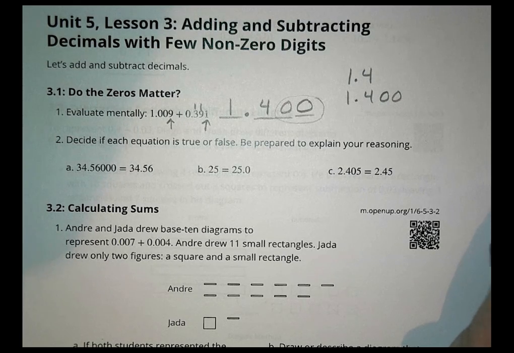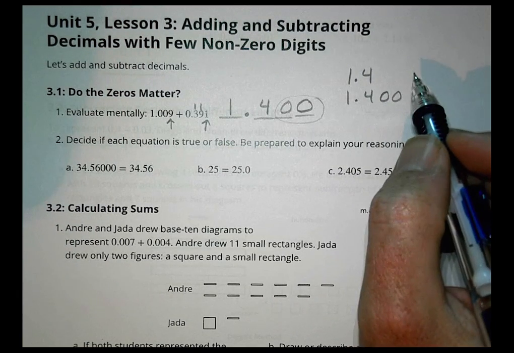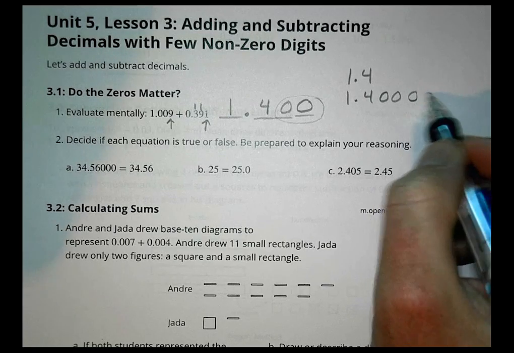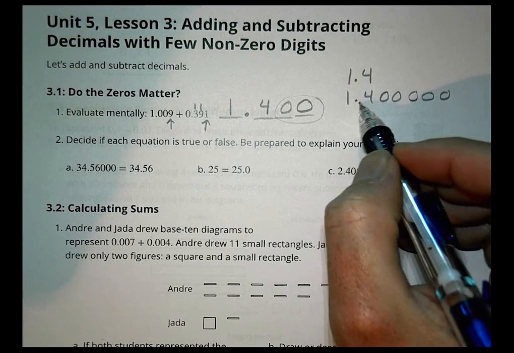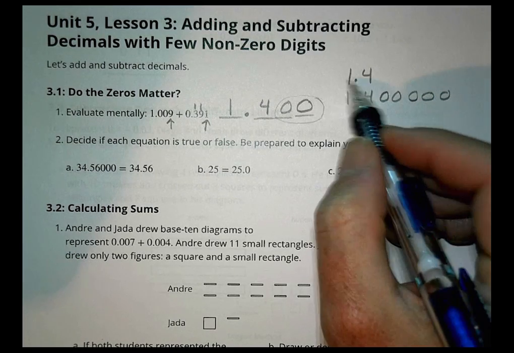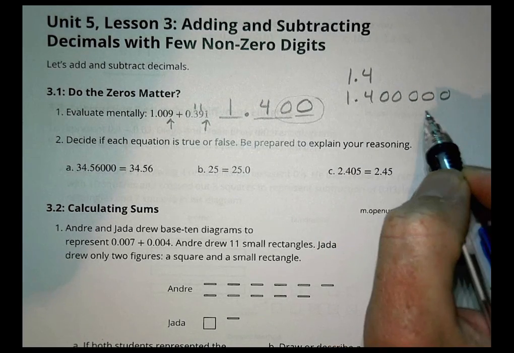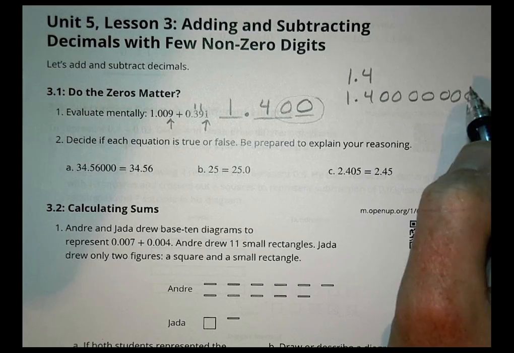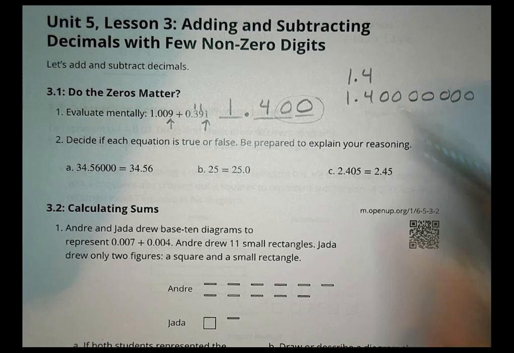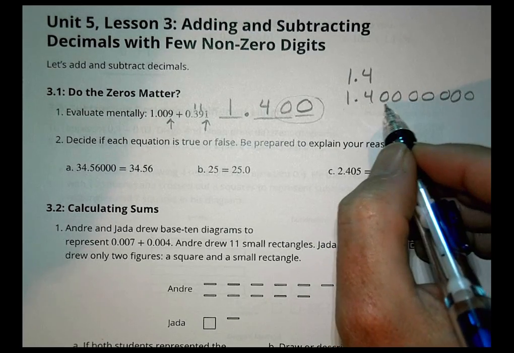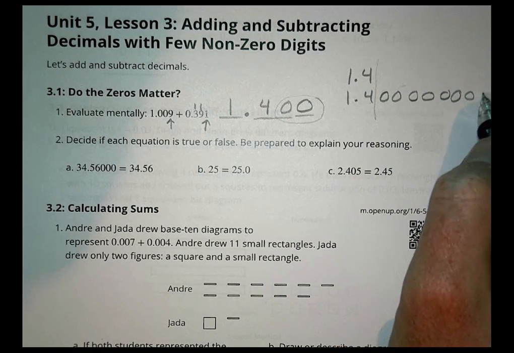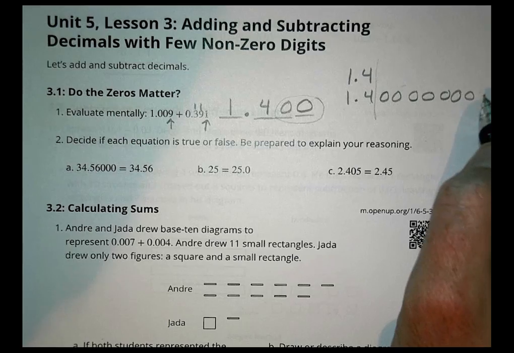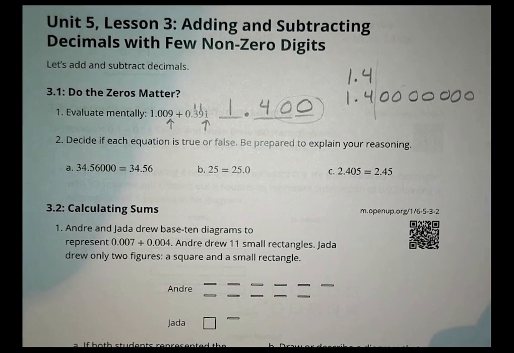Okay, so think of it this way. I could add some more zeros. Am I changing anything? I have 1 and 4 tenths. Let's add some more zeros. Now I have 1 and 4 tenths. So the zeros don't really do anything, do they? That's just the end of the road there. If I had another number here, they absolutely would make a difference. But right now, there's nothing.